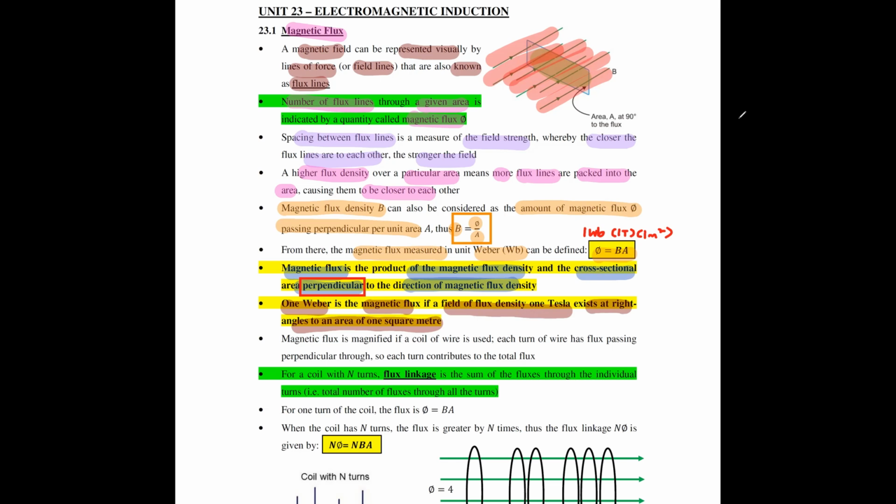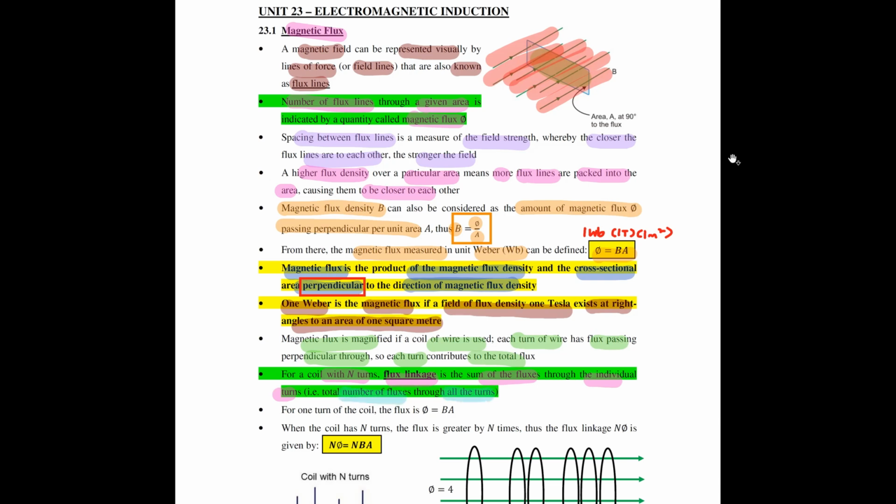Now, magnetic flux is generally magnified if you use a coiled wire. Each turn of the wire will have flux passing perpendicular through, so each turn contributes to your total flux. So from here, when it comes to a coil of wires, when you want to refer to the flux, you use a term called flux linkage. For a coil with n turns, flux linkage is the sum of fluxes through the individual turns. In other words, it's the total number of fluxes through all the turns.